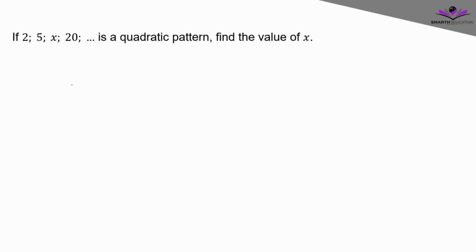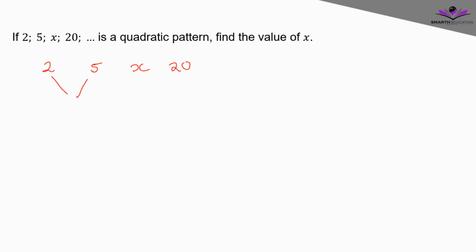Let's continue with our revision. Now we're finding an unknown term in a quadratic number pattern. So if you get such a question, always remember this: the second differences of a quadratic pattern are constant. They're just the same. Here we have 2, 5, x, 20, right?